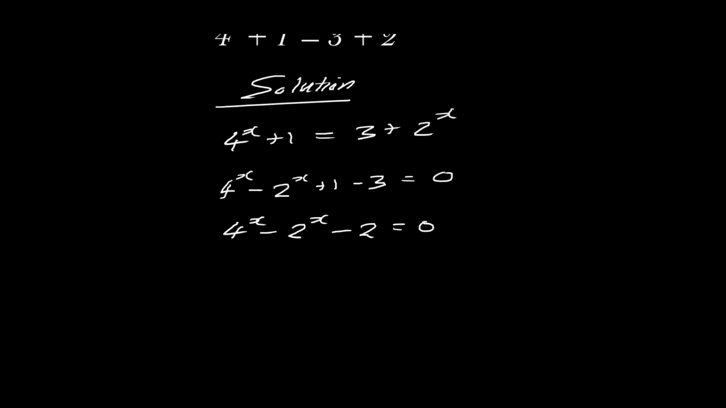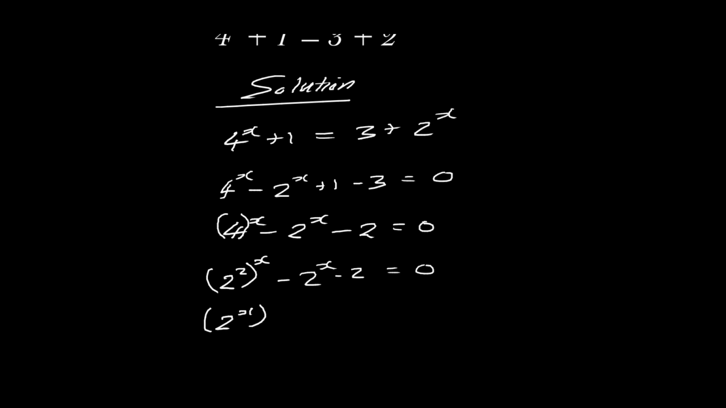So 4 raised to power x can be written in terms of 2 raised to power x. So remember 4 is the same as 2 squared. So 4 is the same as 2 squared, then that 2 squared is raised to power x, minus 2 raised to power x, minus 2 is equal to 0.